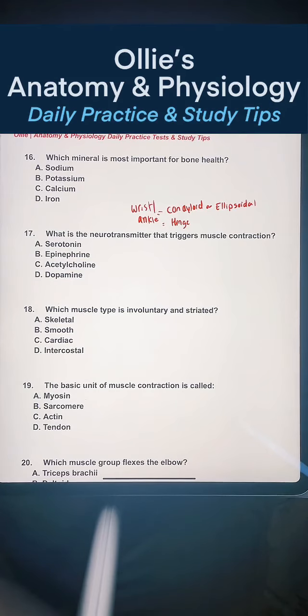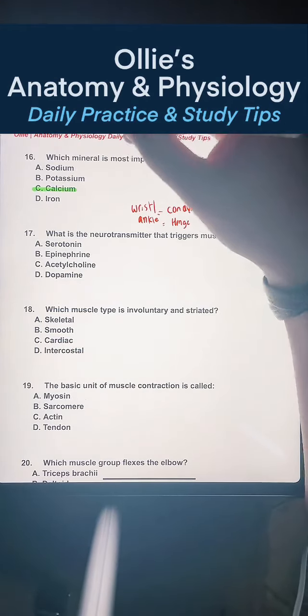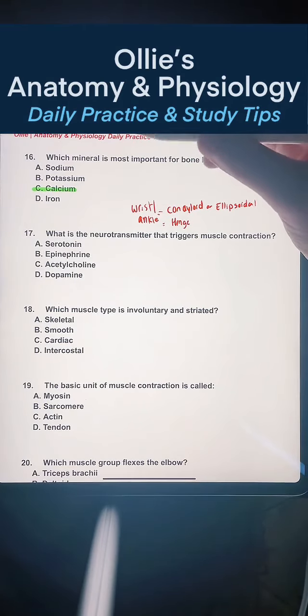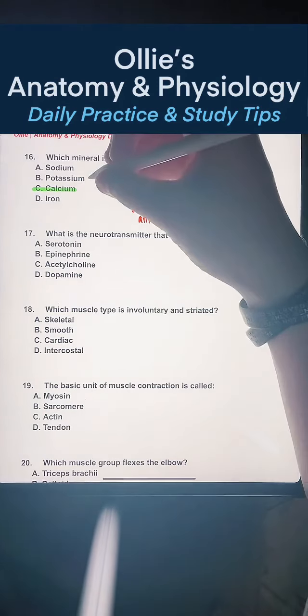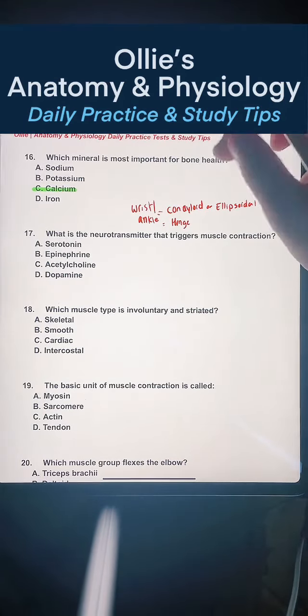Fantastic. But number 16, which mineral is the most important for bone health? We've been talking about this. The answer is C. It is calcium. So when we have a loss of calcium, that's where we see something like osteoporosis. Sodium is more for nerve and muscle function. Potassium is for fluid balance, and iron is for blood oxygen transport.